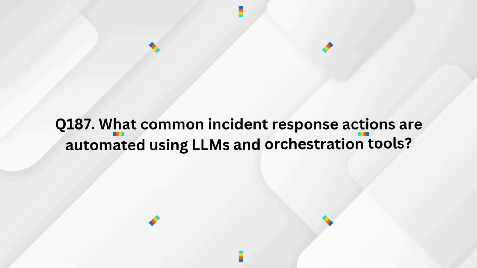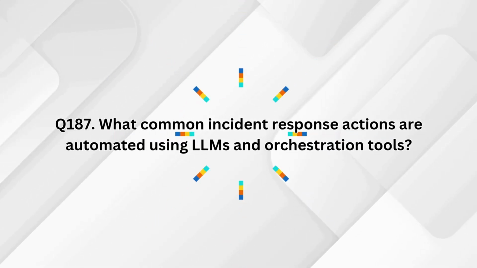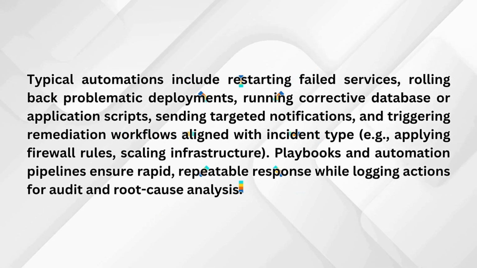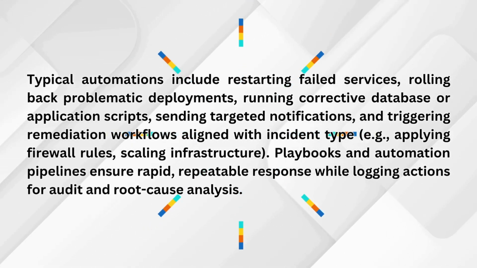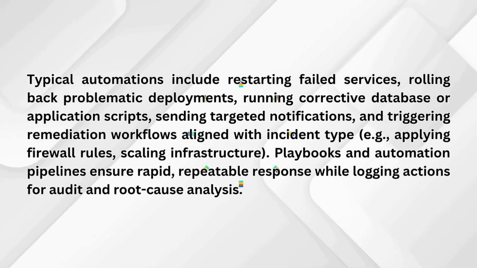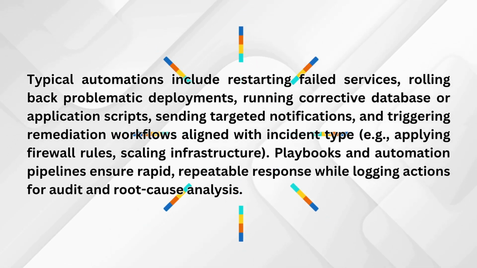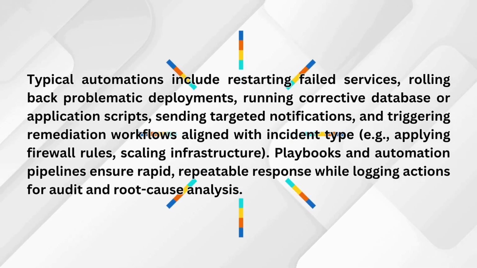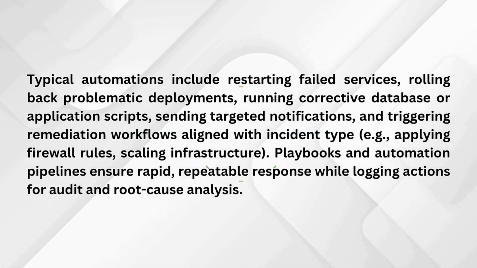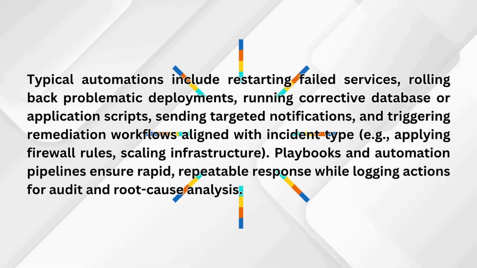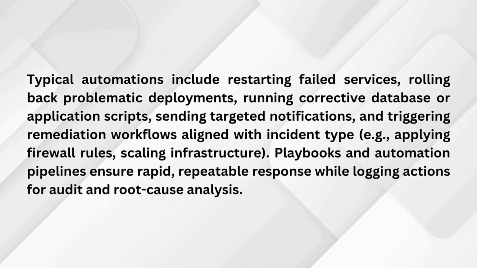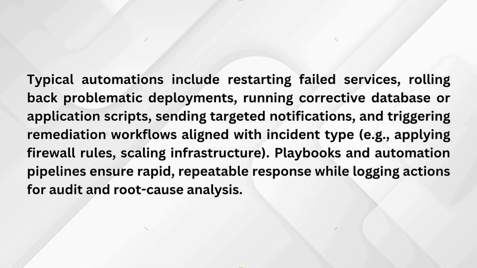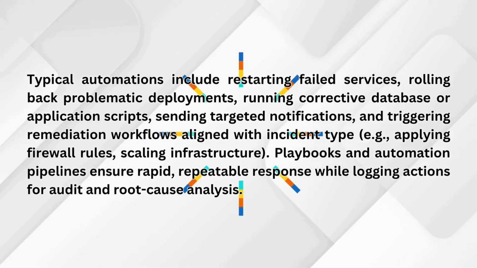What common incident response actions are automated using large language models and orchestration tools? Typical automations include restarting failed services, rolling back problematic deployments, running corrective database or application scripts, sending targeted notifications, and triggering remediation workflows aligned with incident type. Examples are applying firewall rules, scaling infrastructure. Playbooks and automation pipelines ensure rapid, repeatable response while logging actions for audit and root cause analysis.